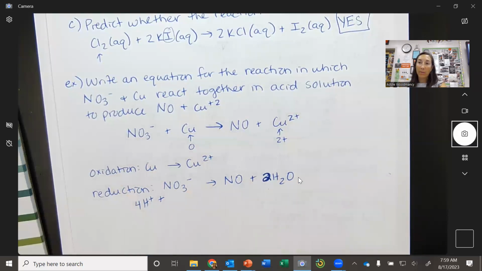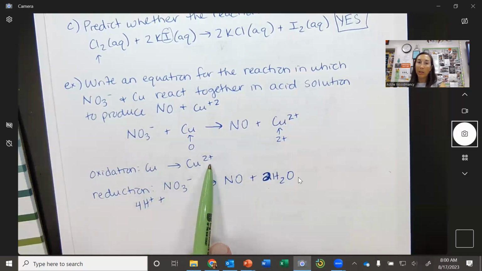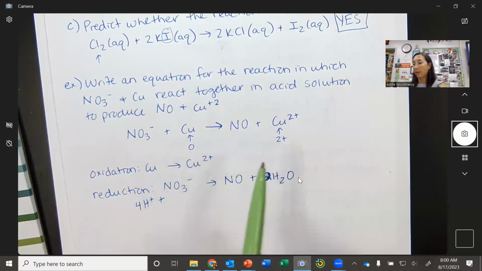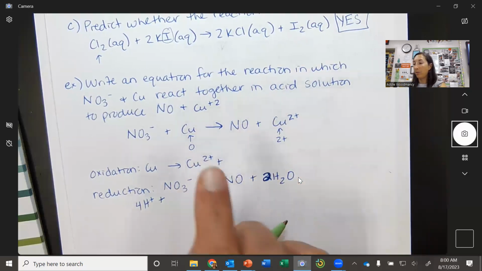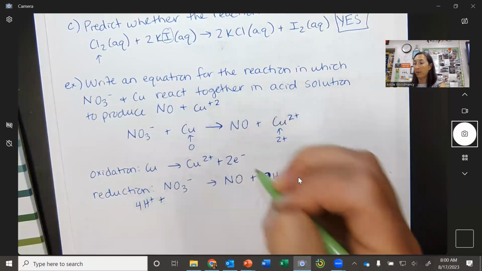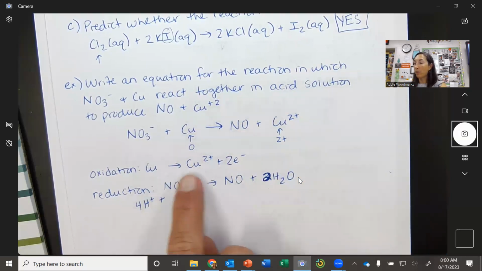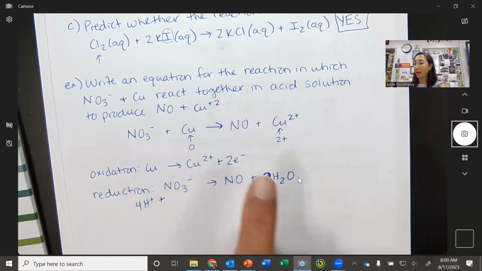Once I do that, now I can balance my charges. So here my charges are not balanced. I have 0 on this side and positive 2 on this side. Remember, you can only balance charges by adding electrons, which are negative. So you want to add them to the more positive side. So if I have 2 positives here and I want it to be 0, I need 2 negative electrons. So now this equation is balanced.